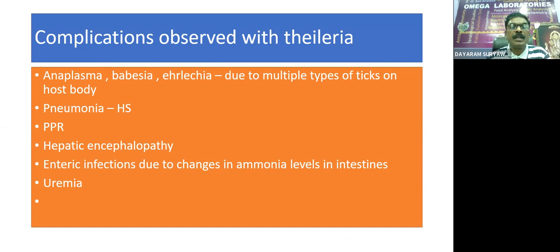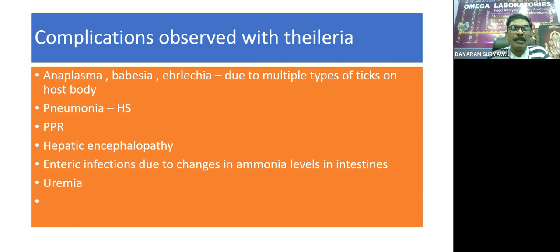Beyond that, complications are noticed. Theileria is generally not observed as a single disease. Very rarely it can be observed as a single disease, but many times Theileria is complicated by many parasitic diseases or other secondary complications. That includes anaplasmosis, Babesia, Ehrlichia, due to the presence of multiple ticks on the body of that particular host. So Anaplasma may complicate with Theileria, Babesia may get complicated with Theileria, Ehrlichia may complicate with Theileria.